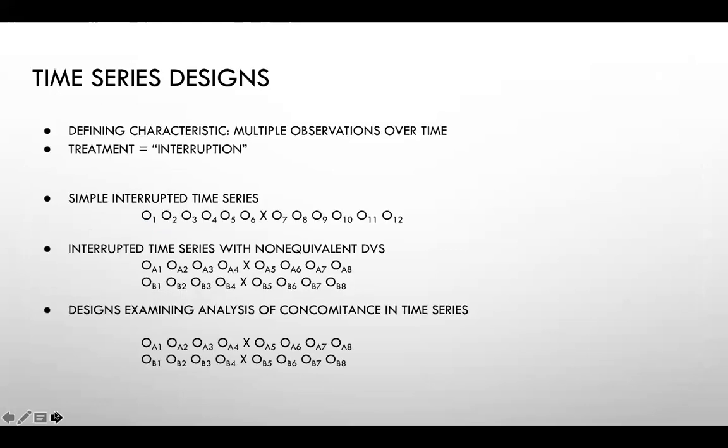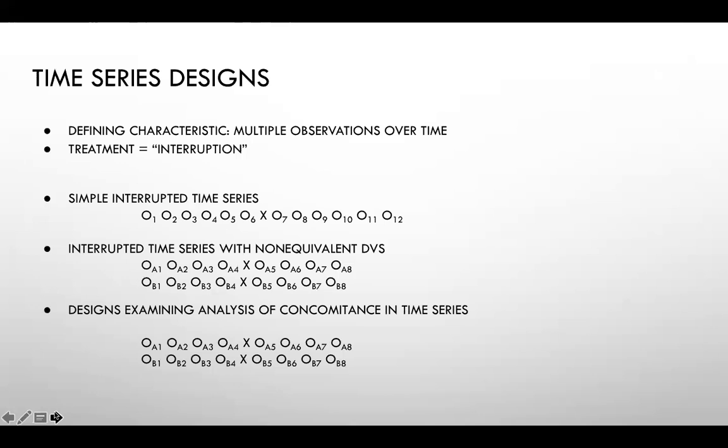For our final stretch, we're going to look at time series designs. The defining characteristic of time series designs is multiple observations over time. The same participants or similar participants are being viewed over an extended period of time. Treatment is what we consider an interruption in this series. The logic of this is being able to observe before and after treatment to see what changes have been made.